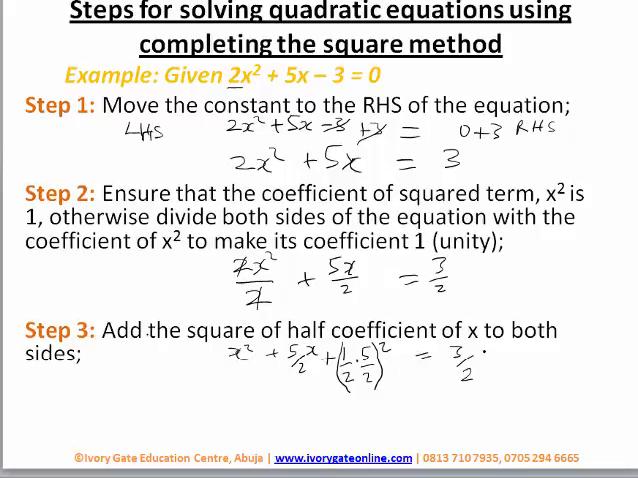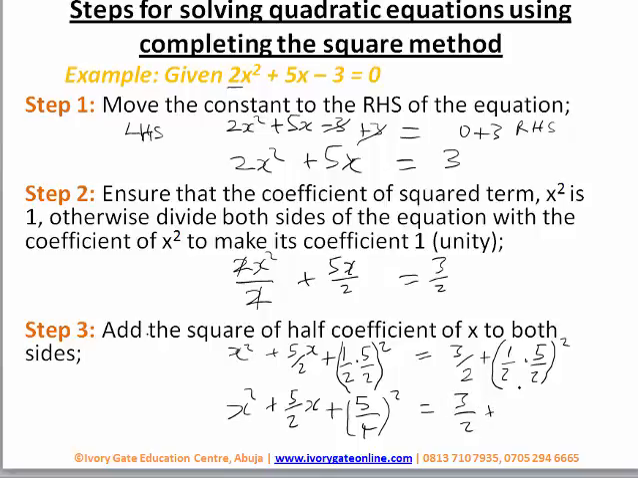Then we do the same here, plus half coefficient of x squared. So this gives us x squared plus 5 over 2x plus, simplifying the brackets, 1 times 5 is 5, 2 times 2 is 4, squared is equal to 3 over 2 plus the same thing here, 5 over 4, all squared.